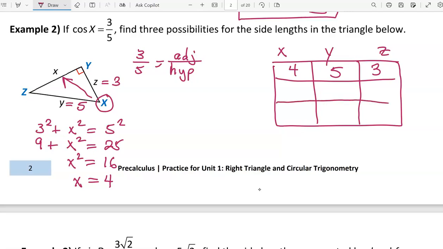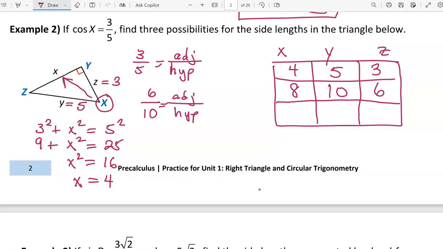So let's list a couple other possibilities, though. If adjacent over hypotenuse is 3 over 5, adjacent over hypotenuse could also be 6 over 10. Those are the same fraction, 6 over 10 and 3 over 5. So we could very well double the value of all the sides, and the ratio would still be the same. So 8, 10, and 6 is another possibility.